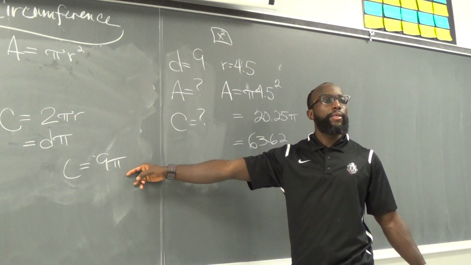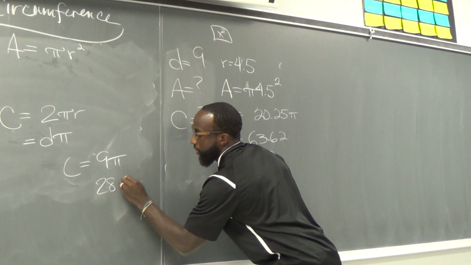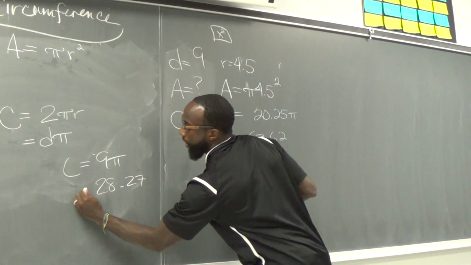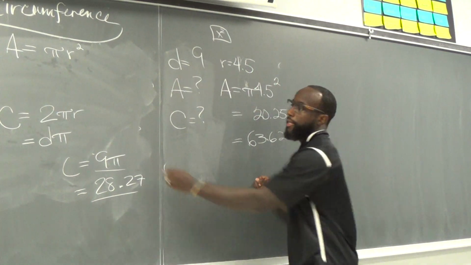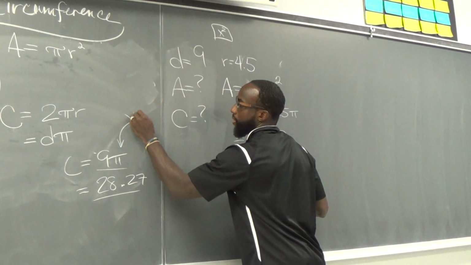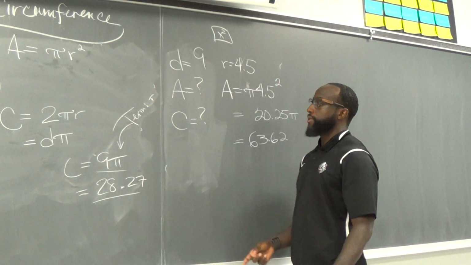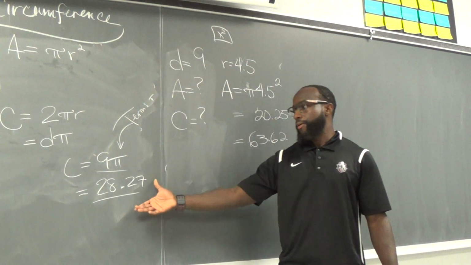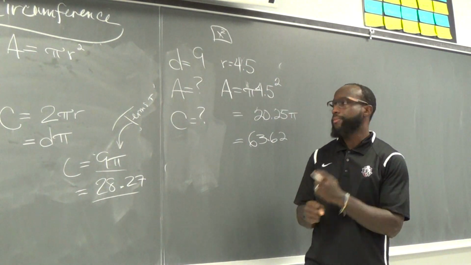That's going to be 28.27. Alright, 28.27. So either one of these would be good enough. This one or this one. Right? This is in terms of pi, which is what your standardized test would ask for. And this is the answer simplified, right? So say round to the nearest 10th or something like that.